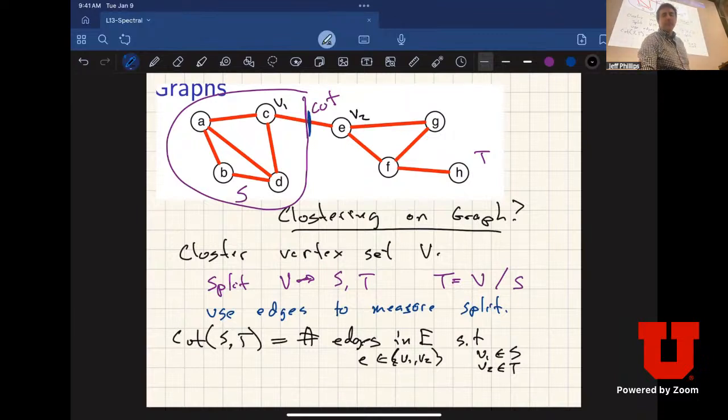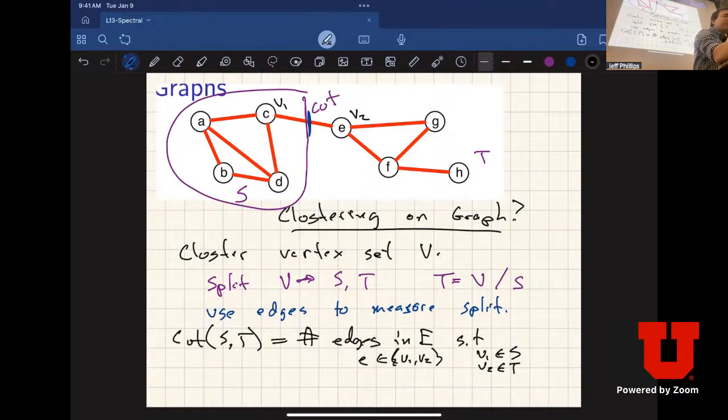Okay? So is this a good thing? Is this a good measure of how to cluster? The number of edges I've crossed here is 1. It's pretty small, so that seems pretty good.